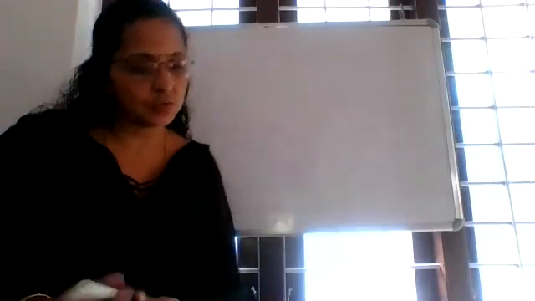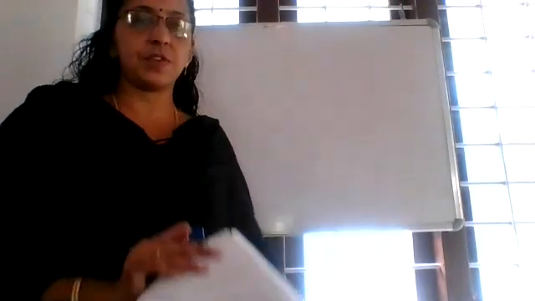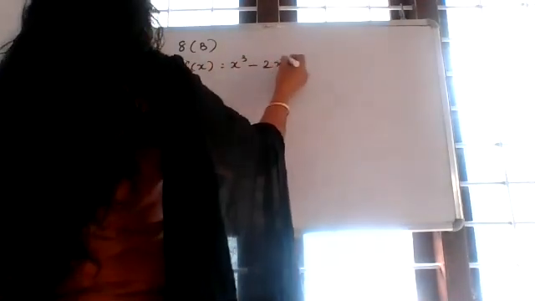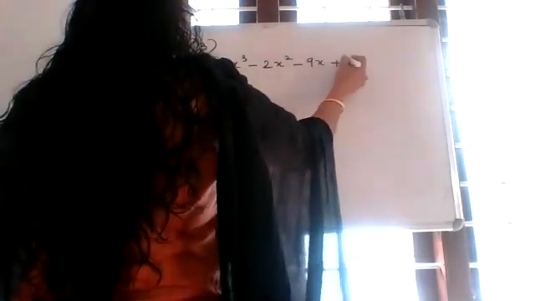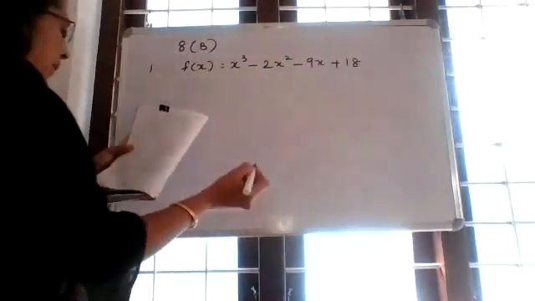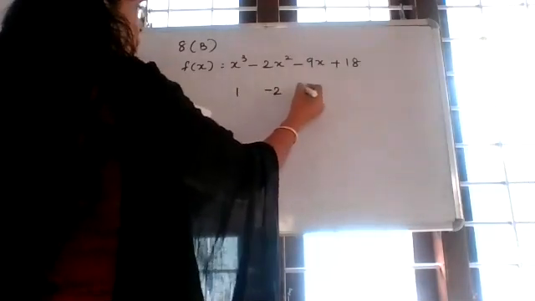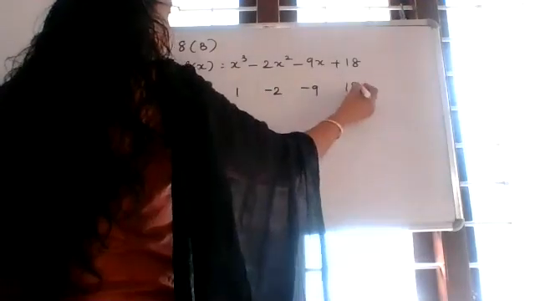f of x is equal to, then coefficients a to b. First question, f of x is equal to x cube minus 2x square minus 9x plus 18. Then here itself 1, negative 2, negative 9, 18.